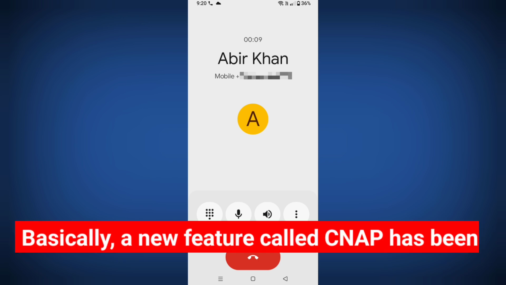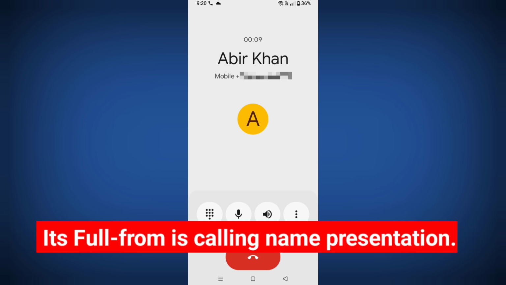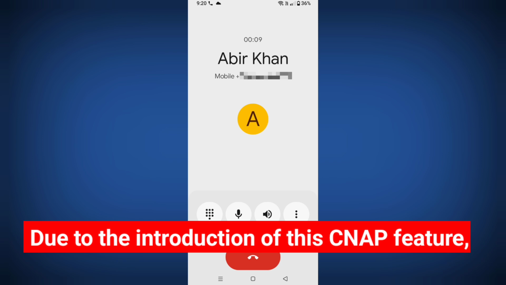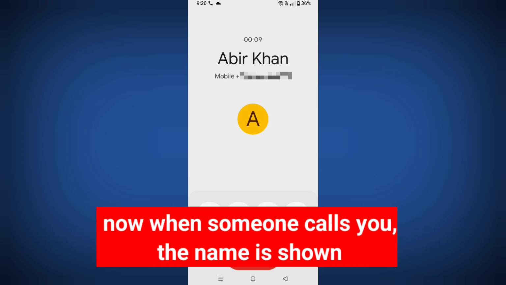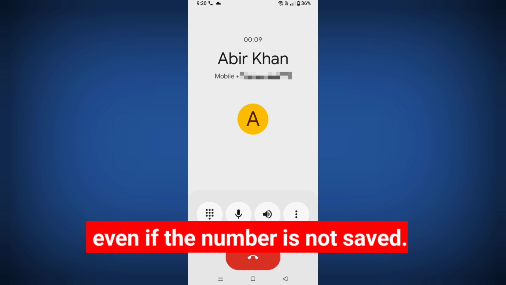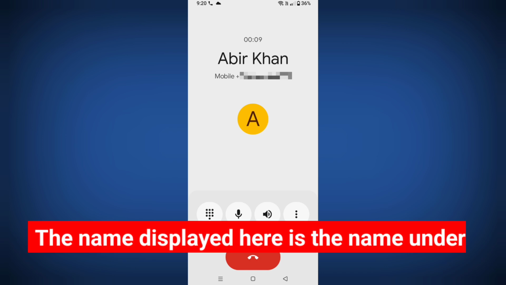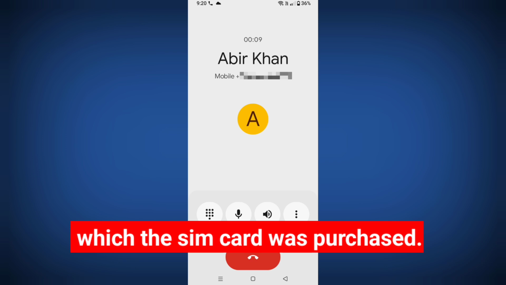Basically, a new feature called CNAP has been introduced. Its full form is calling name presentation. Due to the introduction of this CNAP feature, now when someone calls you, the name is shown even if the number is not saved. The name displayed here is the name under which the SIM card was purchased.